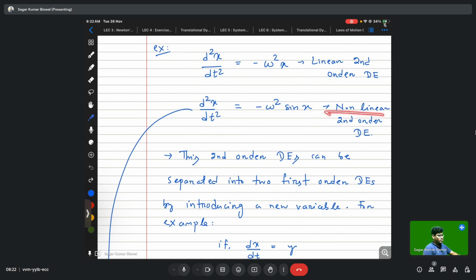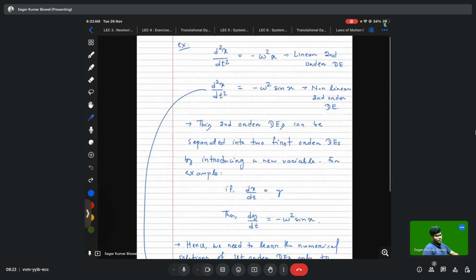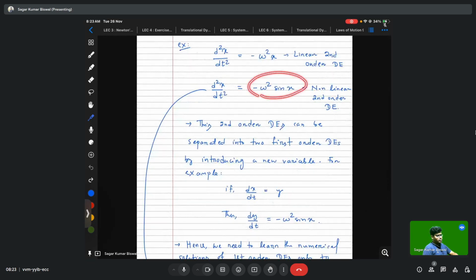And this is a non-linear type second order differential equation. Why? Because as you know, sin x can be expanded in the Taylor series, and if we expand it, sin x will be like this: x minus x cube by 3 factorial plus x to the power 5 by 5 factorial, and so on, right? So that is why this dependent variable x here has terms like x to the power 5, x to the power 3, and so on, right? So that is why this is a non-linear type differential equation.